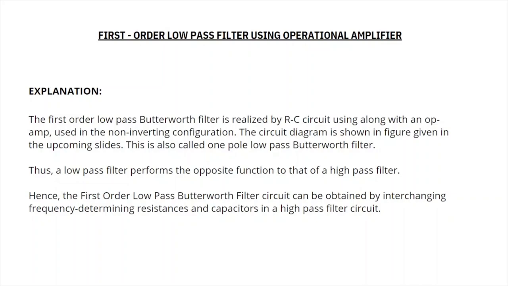Thus, the low pass filter performs the opposite function to that of the high pass filter. Hence, the first order low pass Butterworth filter circuit can be obtained by interchanging the frequency determining resistance and capacitor in the high pass filter circuit.